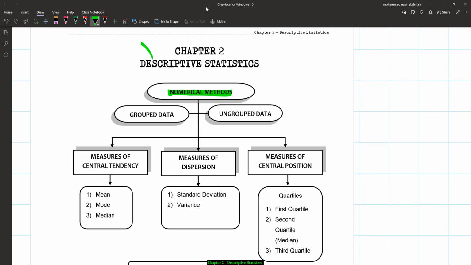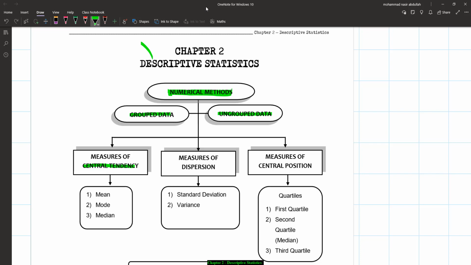But we're also going to look into grouped data and ungrouped data for numerical methods. We are looking into numerical methods because this is a statistics course. There are two types of numerical methods, for grouped data and ungrouped data. We're going to look into measures of central tendency, which are mean, mode and median. Then measures of dispersion, because we want to know the spread of the data, so how much the data spread from the mean. We're going to learn standard deviation and variance.